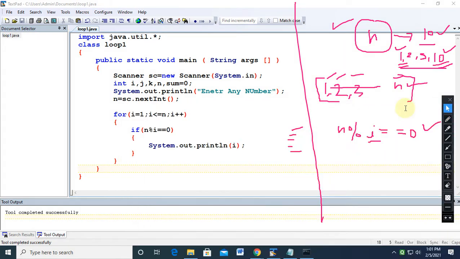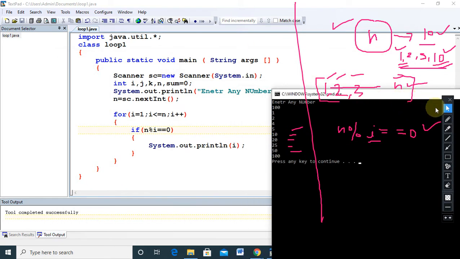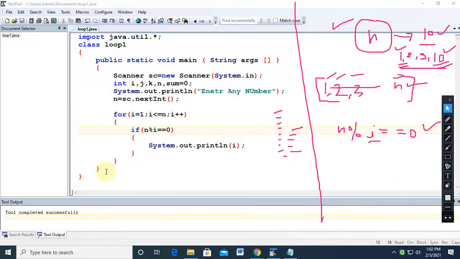Now see one more variation. Suppose you have entered number 100. There are many factors starting from 1: 1, 2, 4, 5, 10, 20, 25, 50, 100. But beyond 100 you cannot print. Why? Because the loop we are starting is from 1 to that number, so the factors can be at most the number itself. Am I clear? Yes, sir. Any query in this? No, sir.